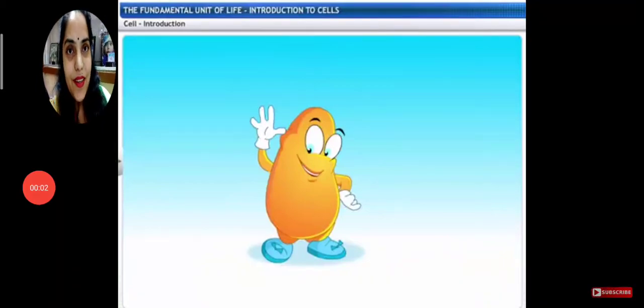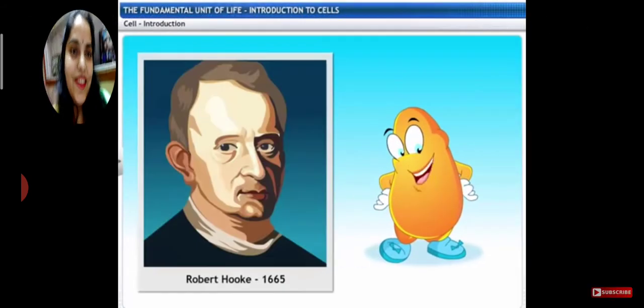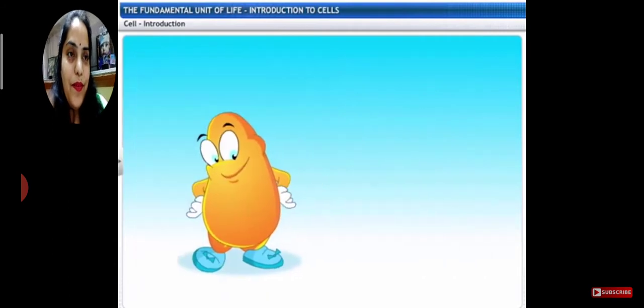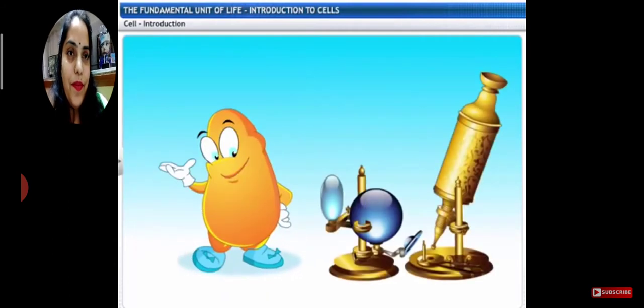So students, this is our animated cell. This is an animal cell and it will describe its story on its own. So let us listen. I'm the great builder. Nobody knew me until my good friend, Mr. Hooke, spotted me through a microscope and gave me a name.